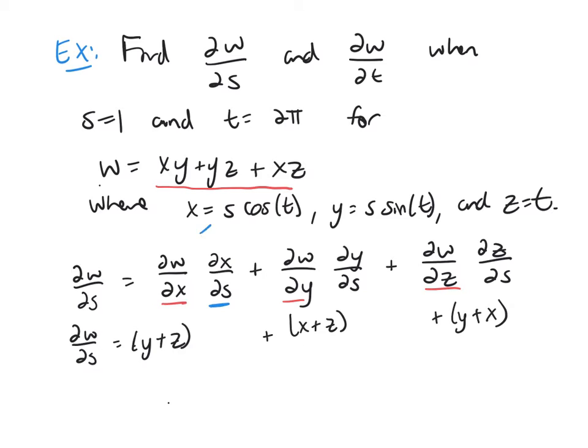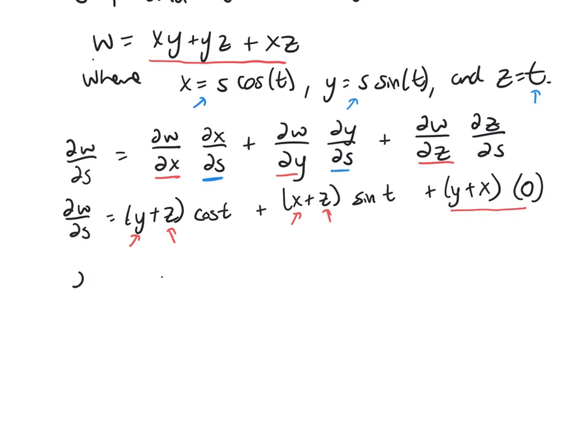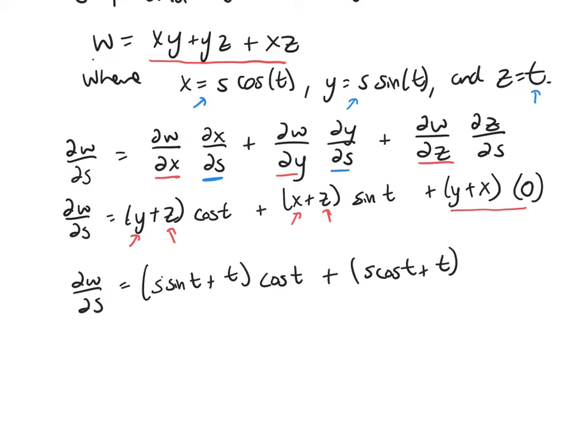The partial derivative of x with respect to s would just be cosine t. The partial derivative of y with respect to s will be sine t. And the partial derivative of z with respect to s, there's no s there, so the derivative would be 0. So then I'm going to plug in my formulas for y, z, x, and z there. I don't have to worry about this third term because it's all 0. So my partial derivative of w with respect to s would be s sine t plus t, times cosine t, and then x plus z, which is s cosine t plus t, times sine t.